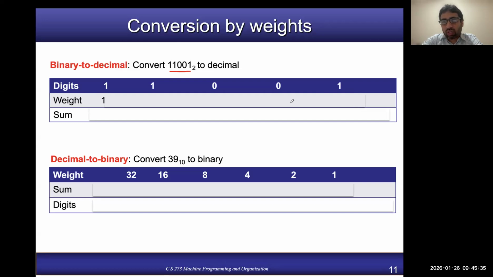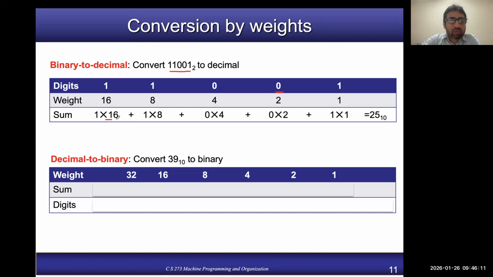So 2 raised to power 0 is 1. 2 raised to power 1 is 2. 2 raised to power 2 is 4. 2 raised to power 3 is 8. 2 raised to power 4 is 16. So 1, 2, 4, 8, 16. First I write all the digits in the binary number. Then I write the weights, increasing: 1, 2, 4, 8, 16, 32, 64, 128, and so on. And then I will simply keep only those weights for which the bit value is not zero. If the bit value is zero, I will simply write zero.